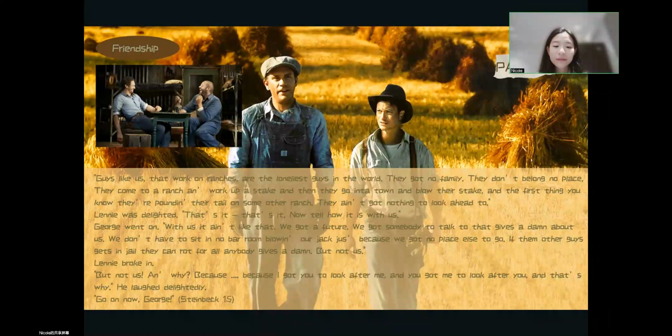George went on. "With us, it ain't like this. We got a future. We got somebody to talk to that gives a damn about us. We don't have to sit in no barroom blowing our jack just because we got no place else to go. If the other guys get in jail, they can rot for all anybody gives a damn, but not us." Lennie broke in. "But not us, and why?" "Because I got you to look after me, and you got me to look after you, and that's why," he laughed delightedly.